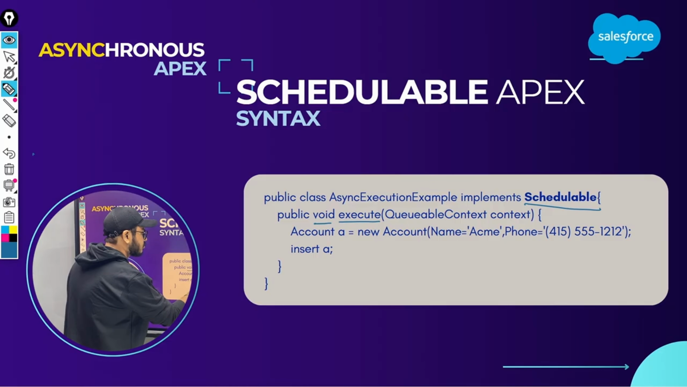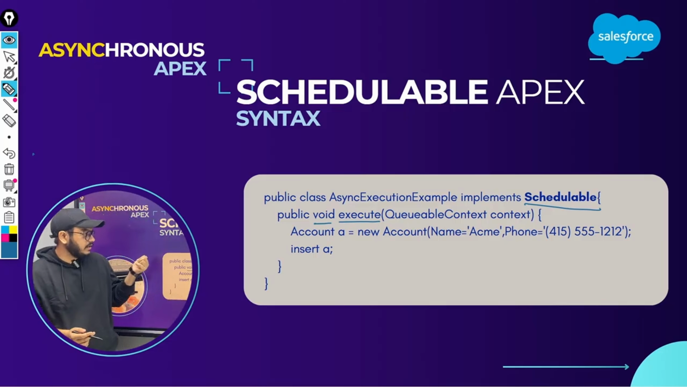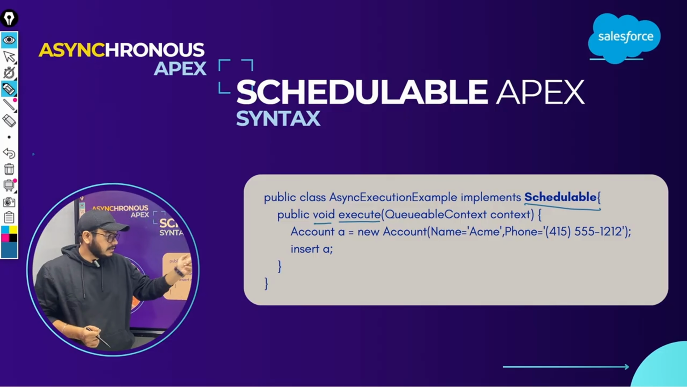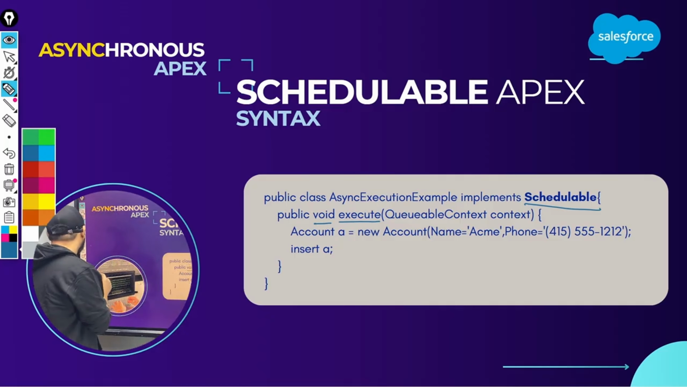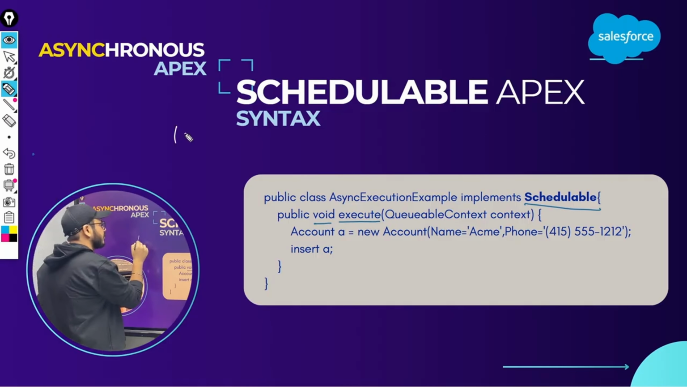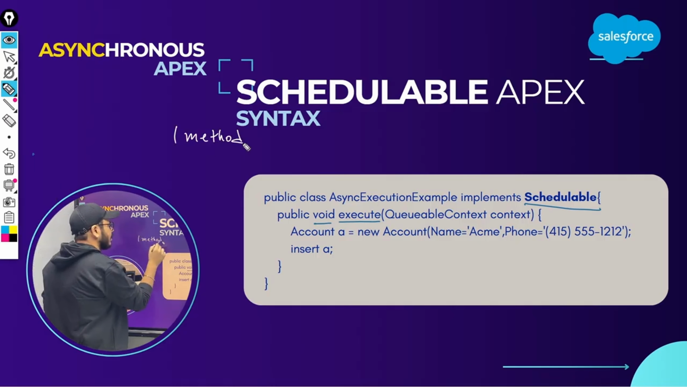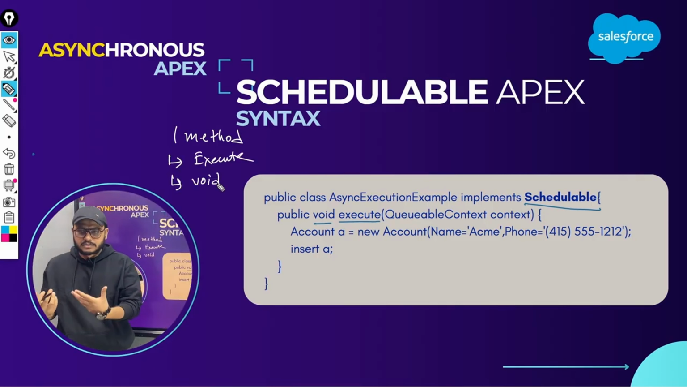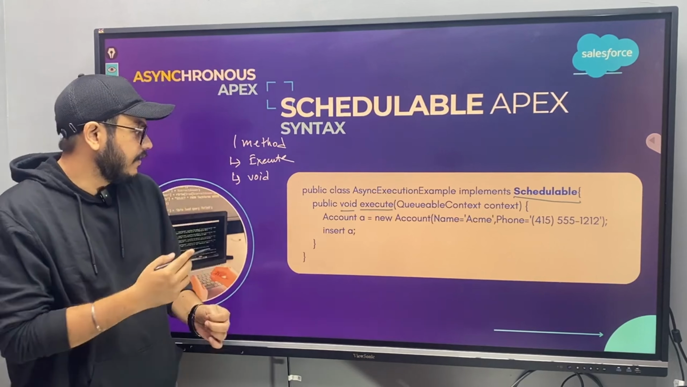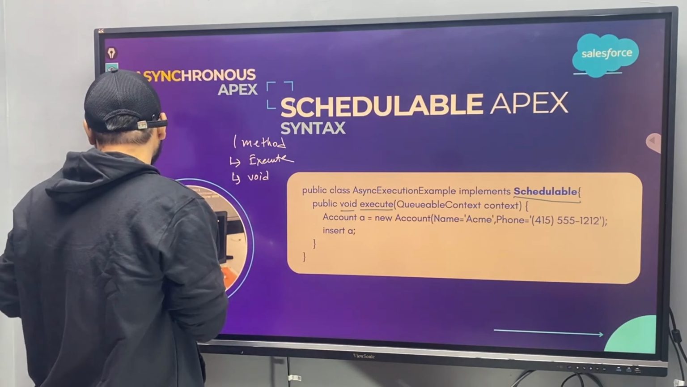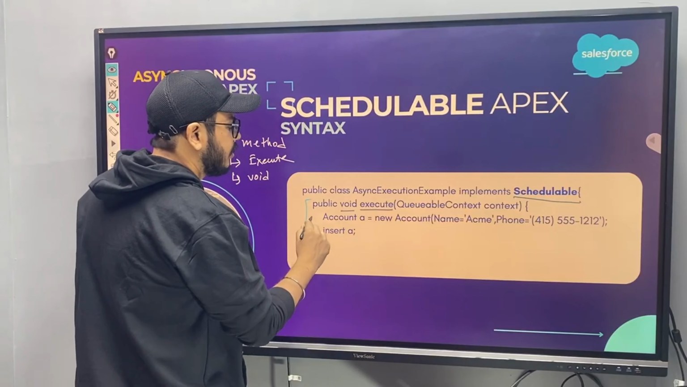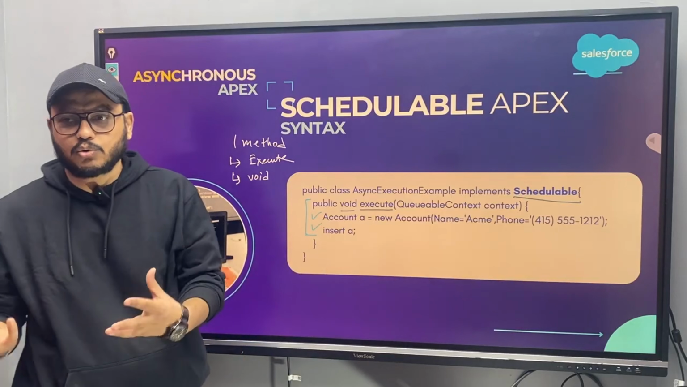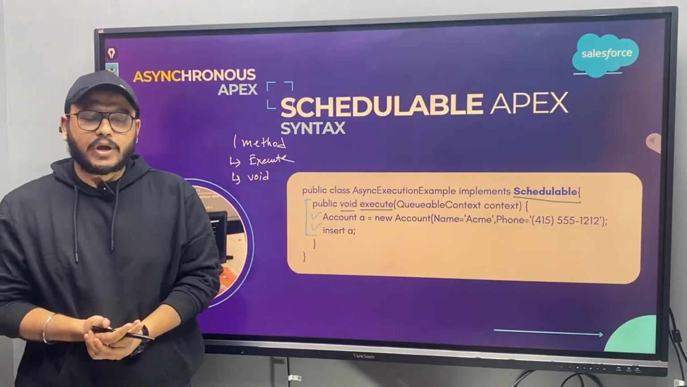It will have one method, which is called the execute method. So you will define a class. This class will implement the Schedulable interface. Inside the class there has to be one method, and the name of the method has to be execute, returning void. All right, so that is it. Once you have defined that, all you have to do is write your code block inside that method. Whatever code you want to execute, you simply write it there.